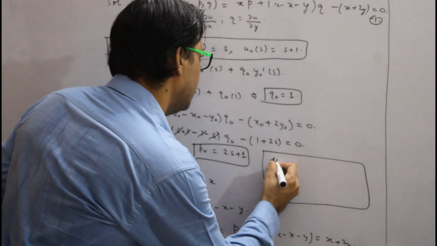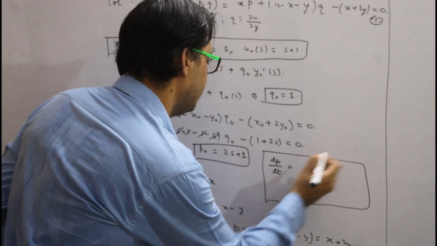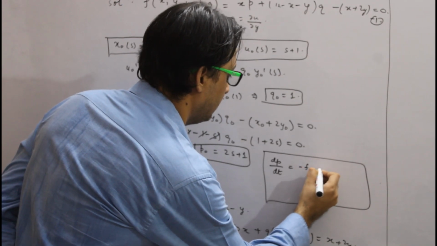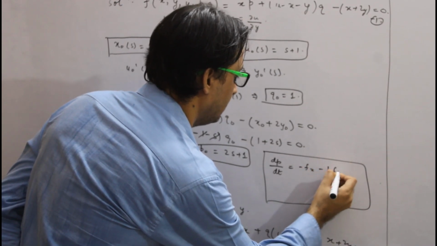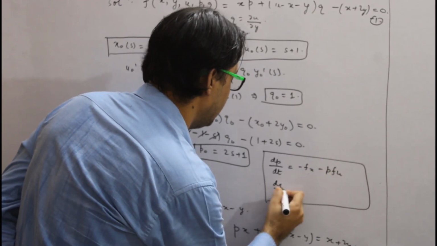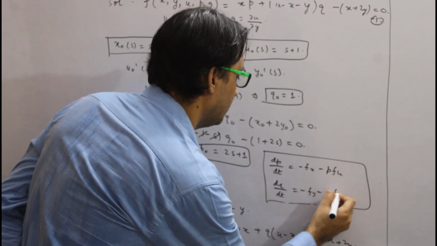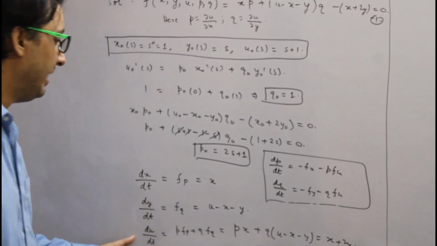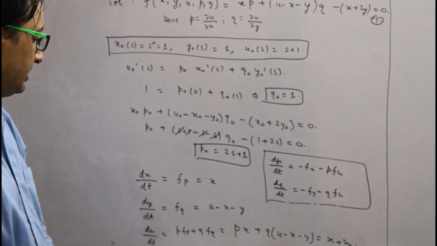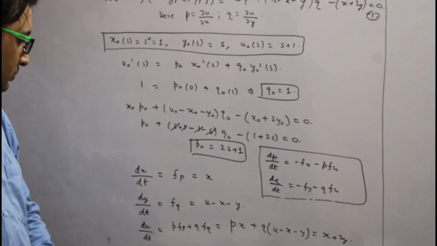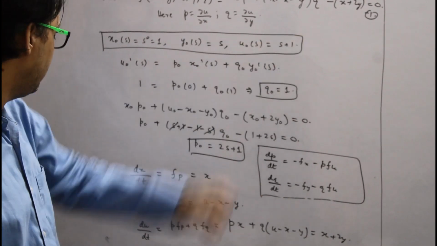So that is dp by dt is equal to minus of f u, and dq by dt is equal to minus of f y cube f u. So we are having 5 equations. So with this we have to operate with regard to x, y and u. Okay. So here we are going to do that.